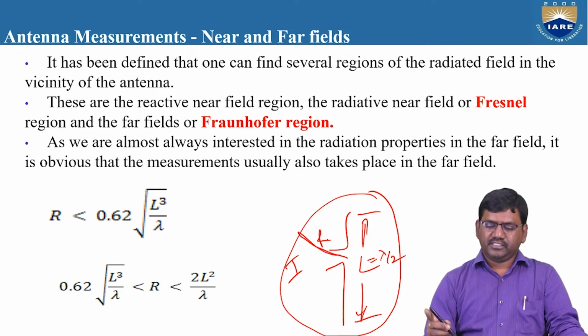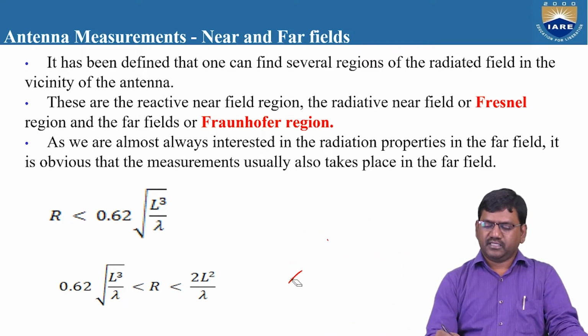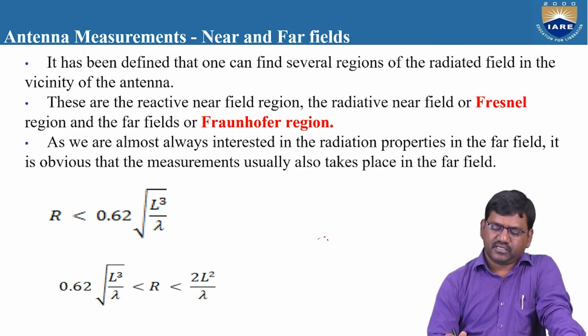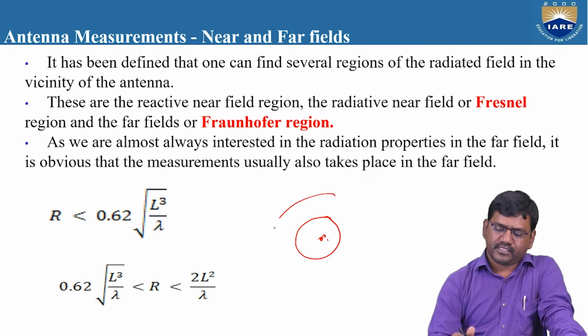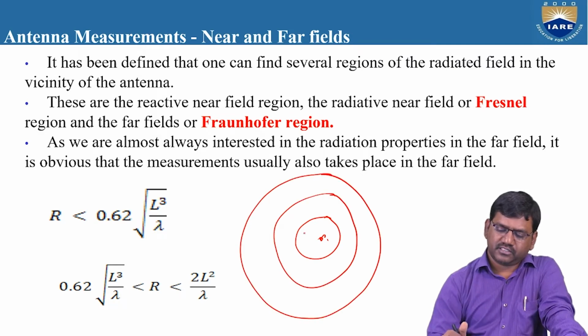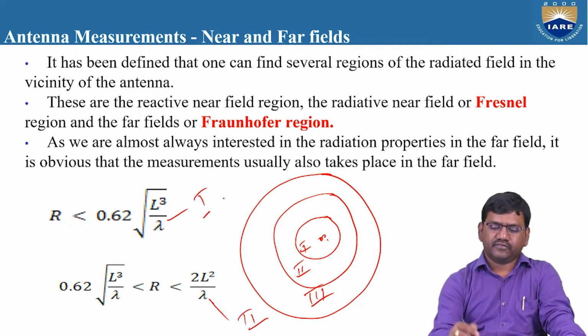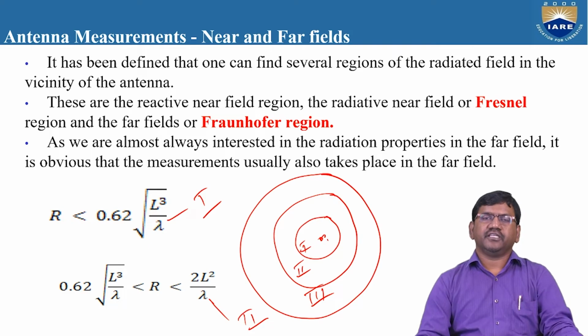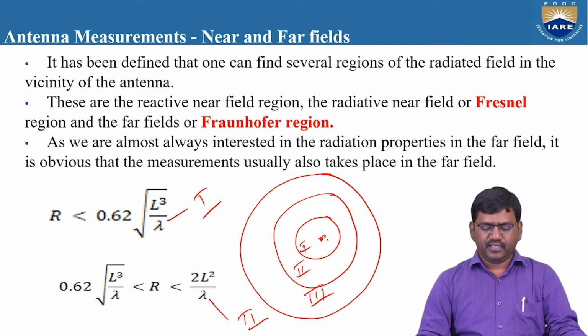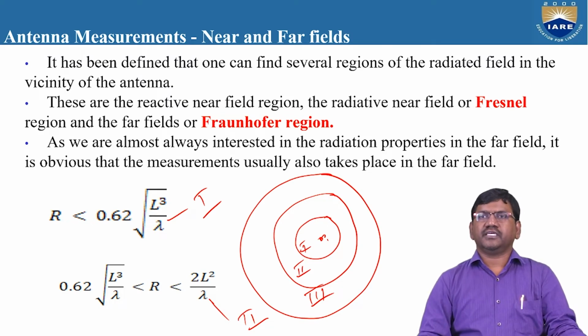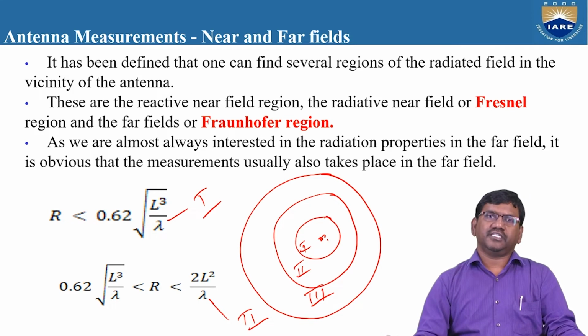Similarly, there is another region, also known as the radiative reactive zone, which is the second zone. This is the first zone, this is the second zone, and this is the third zone. This is the condition for the second zone, and this is the condition for the first zone. If the value of r lies between 0.62 times the root of L cubed by lambda and 2 L square by lambda, then that zone we call the radiative reactive zone. In this second zone, the formation of the radiation pattern begins.